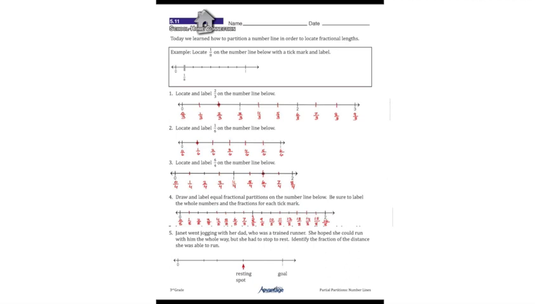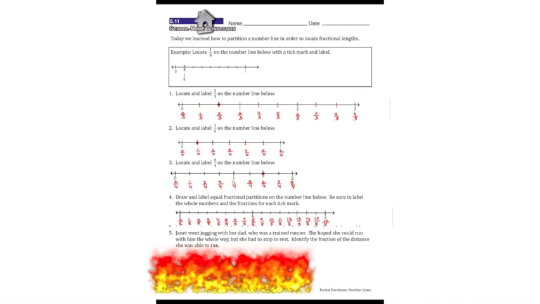Number 5, Janet went jogging with her dad, who was a trained runner. She hoped she could run with him the whole way, but she had to stop to rest. Identify the fraction of the distance she was able to run. We see the goal is the whole. Okay, and if we split those up in half first, we know that'd be 4/8 or 1/2. Oh, looks like she rested at 5/8. So she made it a little more than halfway. All right, remember stars if you got it correct, circles if you missed it, and remember to resubmit.